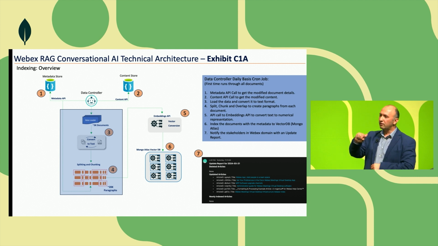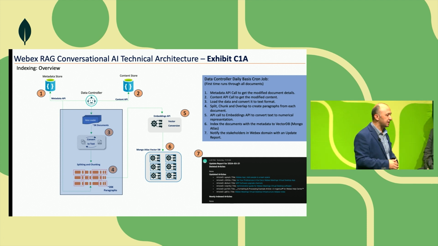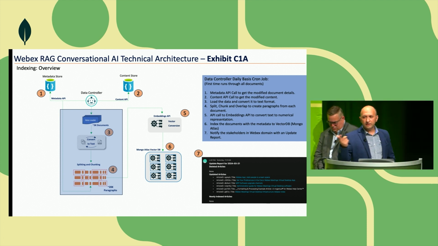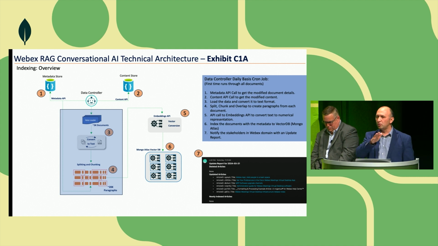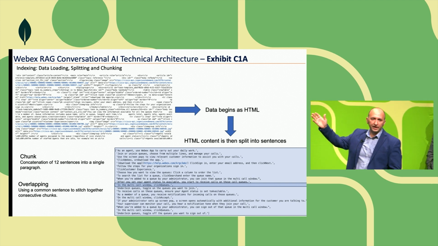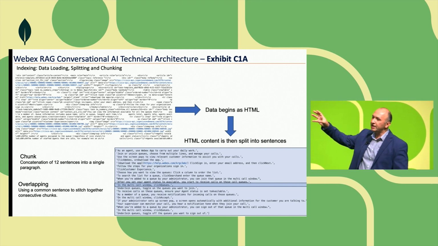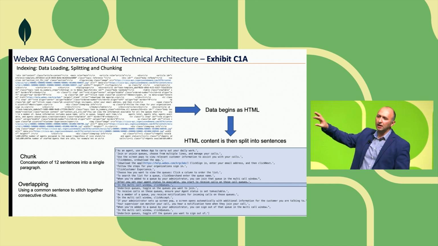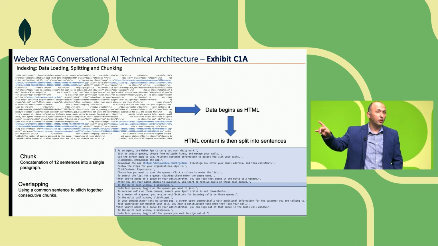And then we have one sentence overlapping strategy, which I'm going to explain right now. Then we have the embeddings API and Mongo Atlas vector database, where we index all that stuff. This is the data we get from the content URL, the API. This is all HTML data, whenever we apply our own chunking strategy. The output is a list of sentences, and 12 sentences become one chunk, and then one sentence is the overlap.